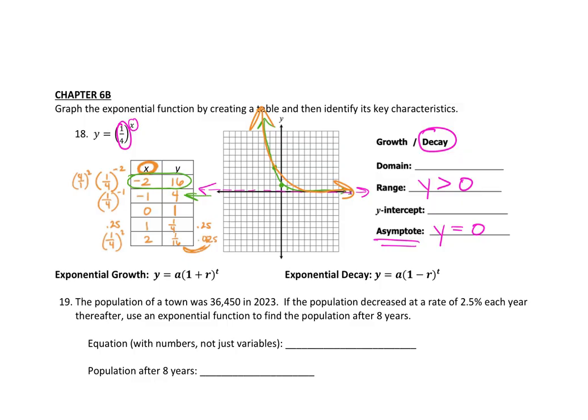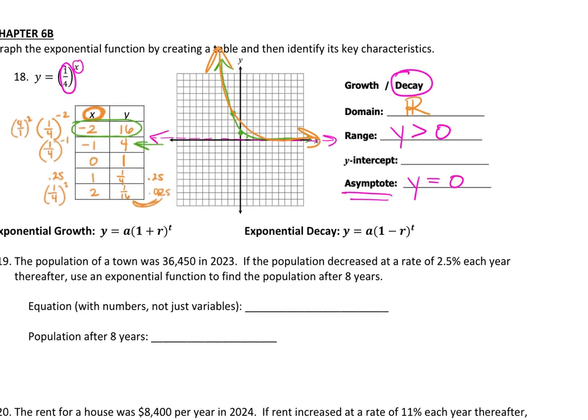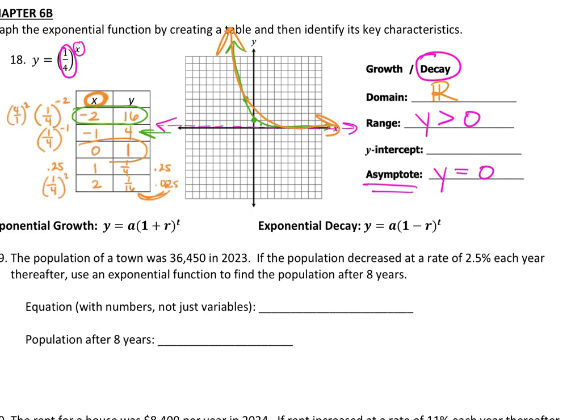Okay, can you tell me the domain? Always? All real numbers. Yeah, all real numbers. And then what's your y-intercept? Yeah, it's always whatever your x value being 0 gets you right here. So this number, where x is 0, is always your y-intercept. So your y-intercept is (0, 1).